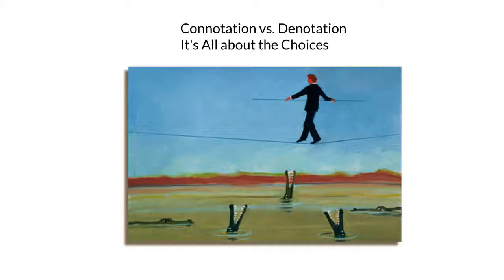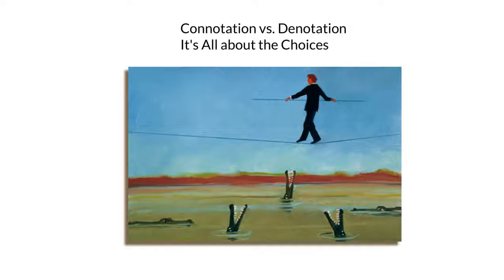So our topic today is connotation versus denotation. It's all about the choices. In other words, we're talking about word choice, and authors are very careful about the words that they choose to use in their texts, because what those words imply, those positive or negative attributes, greatly affect the points that they are trying to get across in their writing, whether it be a literary text or an informational text.